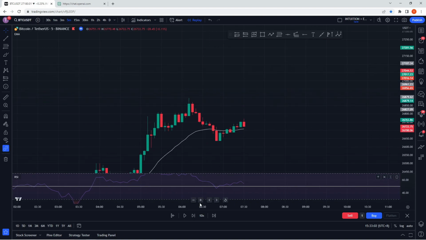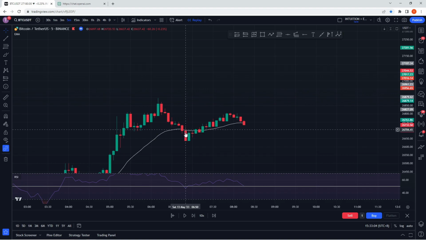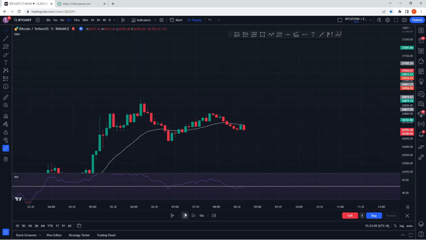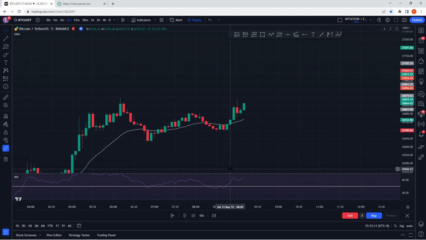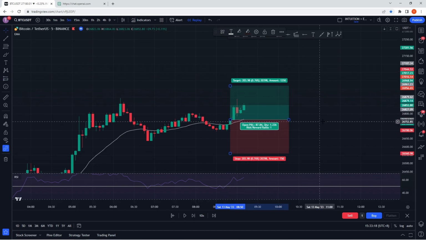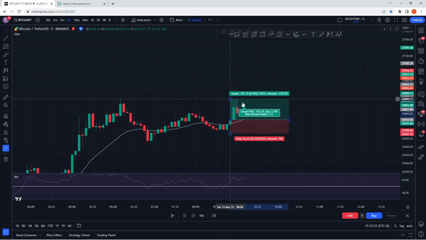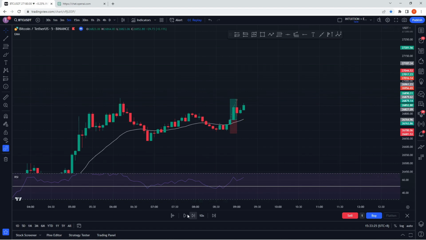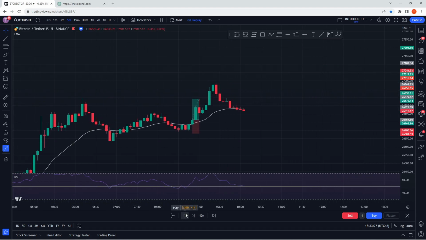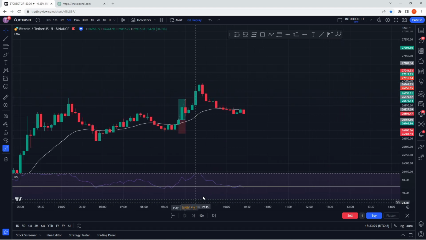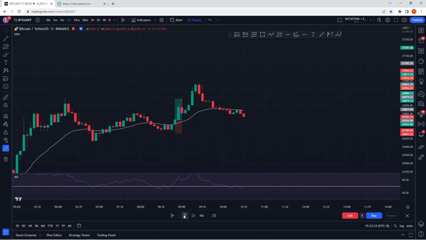Here we have the break below, but it's not really a valid position because the RSI is still above the 50 value area. Okay, here we have a bullish sign. You can see that we have the break to the upside and the RSI is clearly above the 50, so it's a valid position. Stop loss right below, 1.5:1. So that's a winning position. Here you can see RSI is only slightly above the 50 mark, so you don't really want to enter a position there.